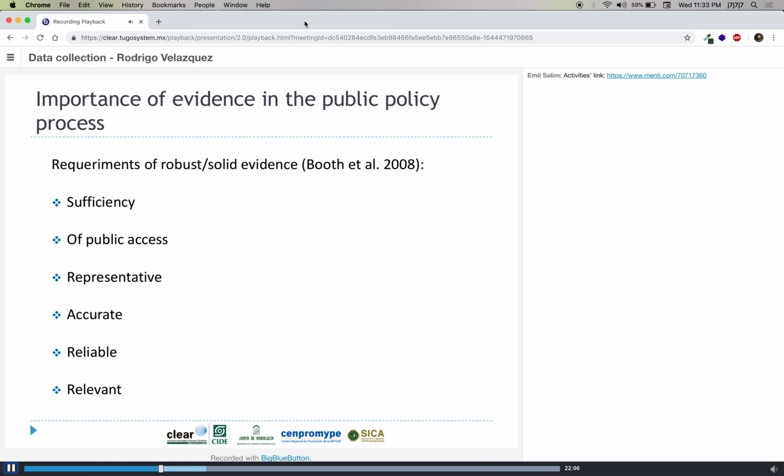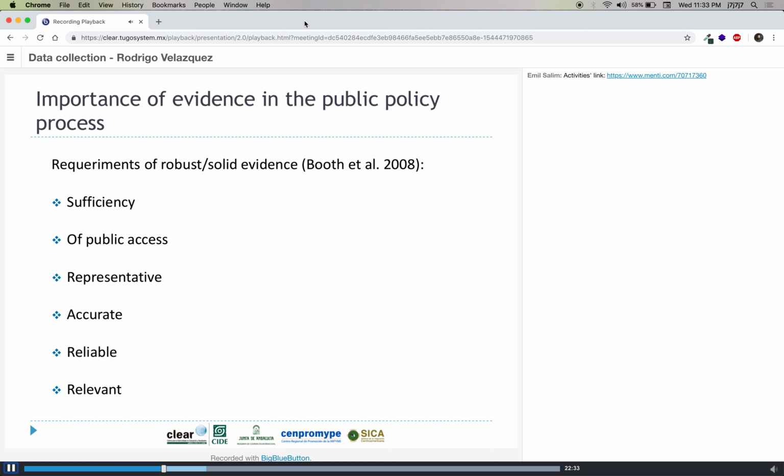So this is a way in which the public in general and the decision makers can analyze and review this information, and they can access it. And in this way, they can review if this information is sufficient.